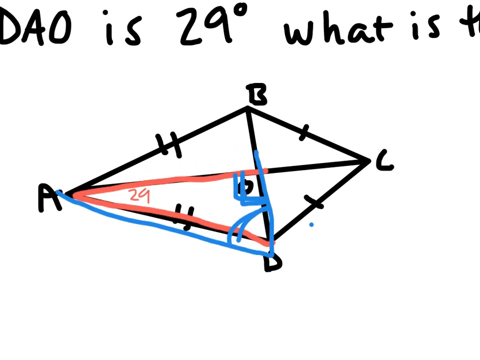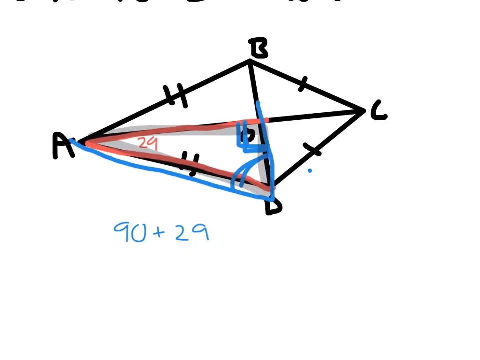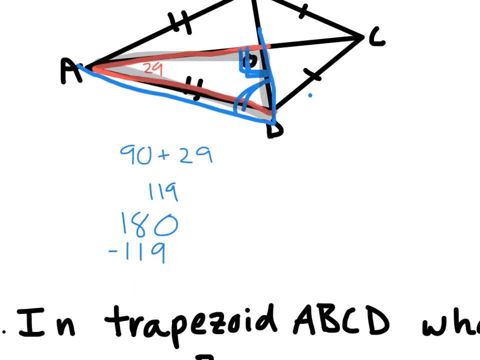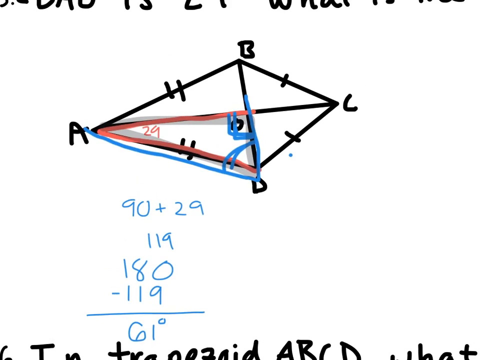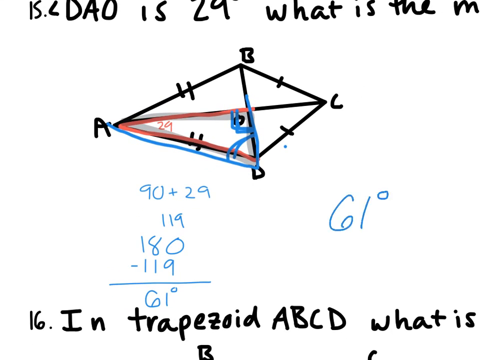So if we look at this as a triangle, we have two of the angles in the triangle, but we need the third. So how can we find the third angle in the triangle? Perfect. So what's 90 plus 29? So now we do 180 minus 119. And what do we get? 61. So ADO is 61 degrees.